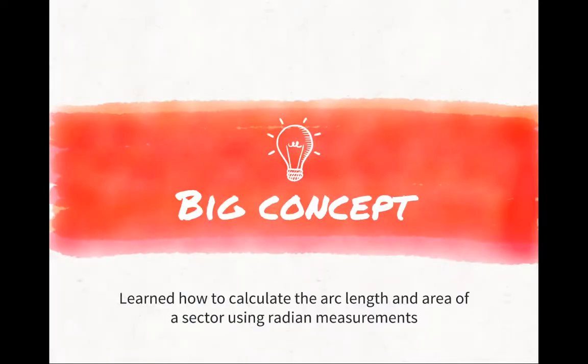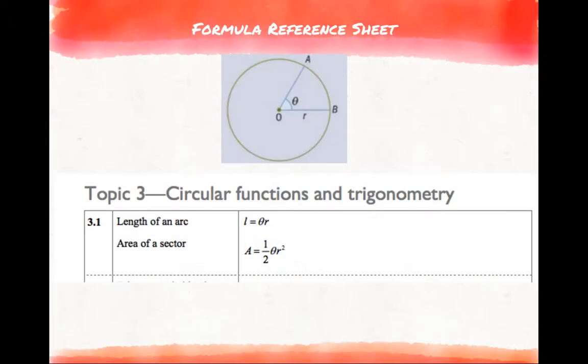From watching this video, you've learned how to calculate the arc length and area of a sector using radian measurements. Just to review, let me go back to the formula reference sheet. We can find the length of any arc by multiplying the central angle measure in radians by the length of the radius. And we can find the area of any sector by doing half of the central angle times the radius squared.